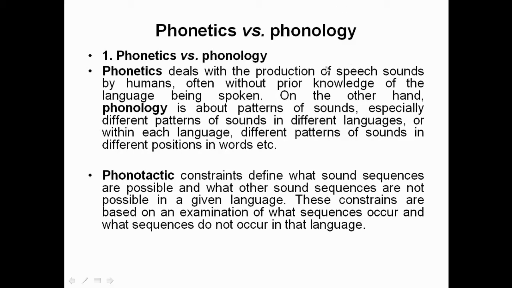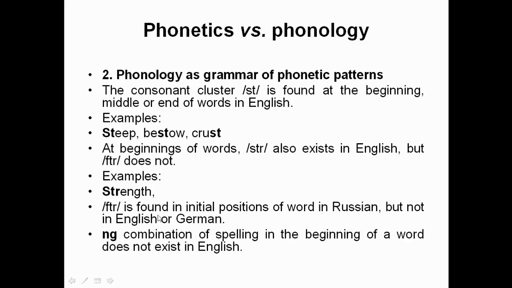So this point is well elaborated with the help of this example. Phonology is just like the grammar of phonetics. This is also a very interesting example, the NG combination. This NG combination is not found at the beginning of words in English, but in some other languages it does exist. It can come in the middle position, for example singing, or in the final position, for example the word king. But you will not find any word in the English language that begins with this spelling combination or with this sound.